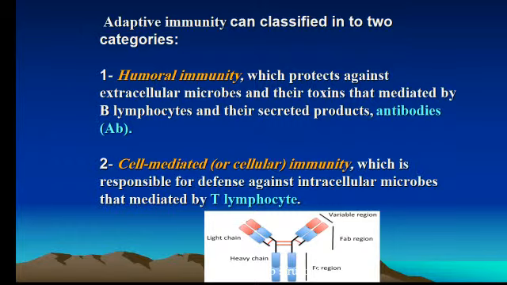Humoral immunity is different from the cell-mediated one. It protects against extracellular microbes and their toxins, mediated by B lymphocytes and their secreted products, antibodies, AB. I'll repeat that briefly: humoral immunity protects against extracellular microbes and their toxins, mediated by the B lymphocytes and their secreted products, antibodies, AB.